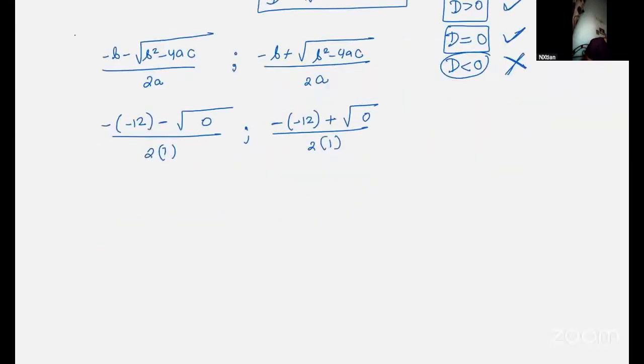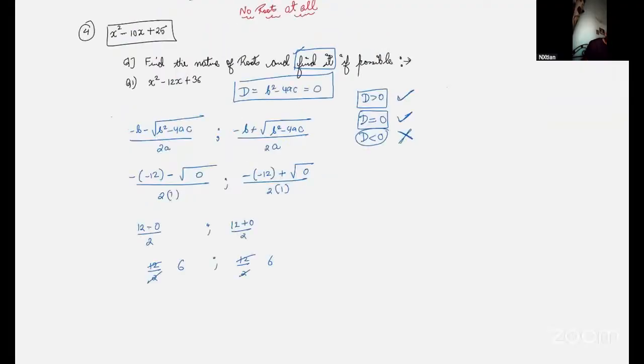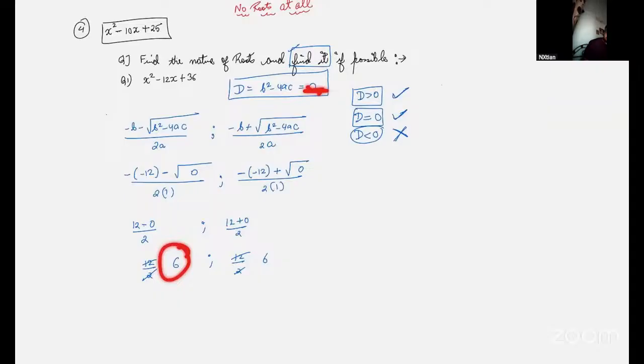Now we have to do minus and minus, which becomes 12, and the root of 0 is 0. Minus 0 upon 2 becomes 12 upon 2, and plus 0 upon 2 becomes 12 upon 2. So you can see that when the discriminant is equal to 0, two roots are there, but both roots are equal, which is 6 and 6. Are you with me? Did you understand?